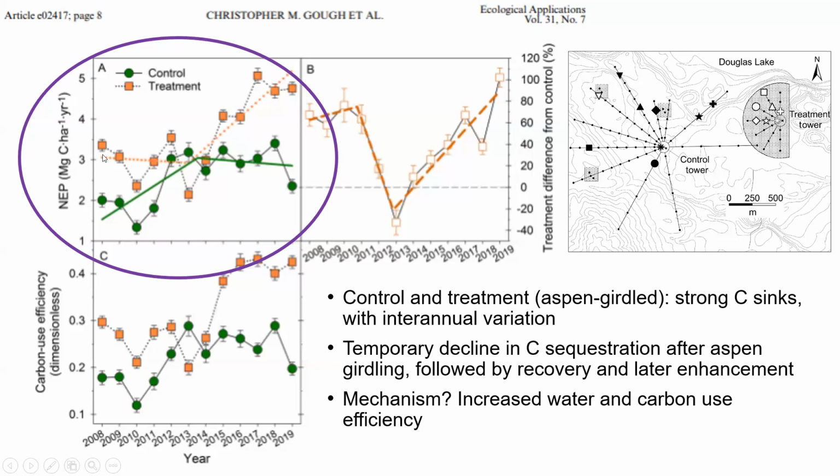Girdling happened in 2008. That system crashed in 2012. Something really big happened in 2012. NEP dropped lower than it has ever been in that area, but then it rebounded in a way that it's starting to pull away from the control condition. And this is the sort of thing that we would not have known about if this was not a scientific research study.